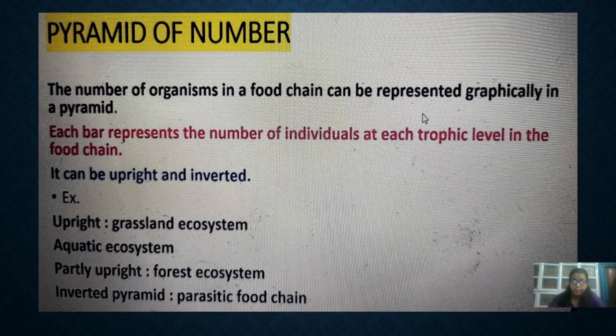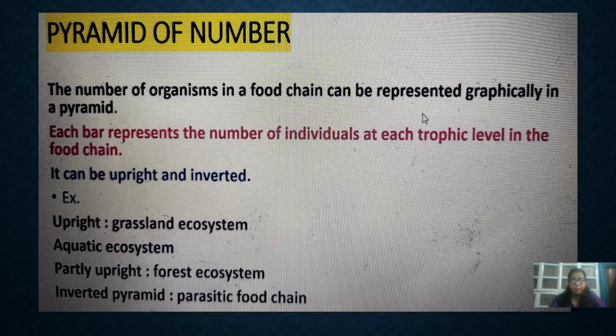That is, the number of organisms in a food chain can be represented graphically. The number of organisms represents how many organisms are involved in this energy flow representation. Suppose the number of producers is 100, then the number of consumers is 200, or you can say 50. Such a representation is known as pyramid of number.